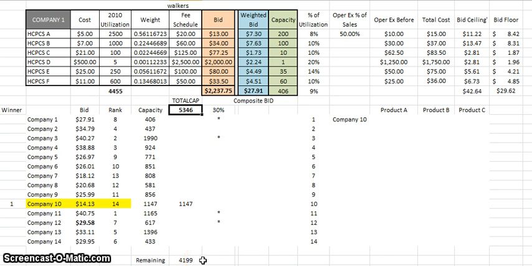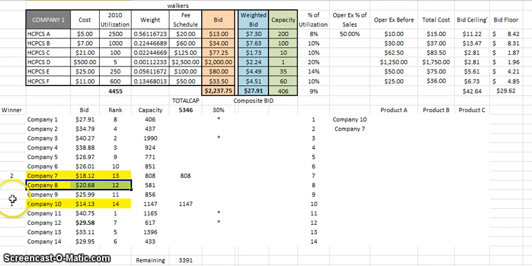This says that we need to find more winners to fulfill our capacity. Okay, so now they know they need to fill this 4,199. They're going to look for the next winner. The next lowest bid in this case is company 7. So they're going to say, congratulations, company 7, you're now a winner. And they're going to take 808 off of the remaining capacity. And they're just going to keep on doing this until they get to a point where this number becomes negative. So we're just going to keep looking for the lowest amounts.